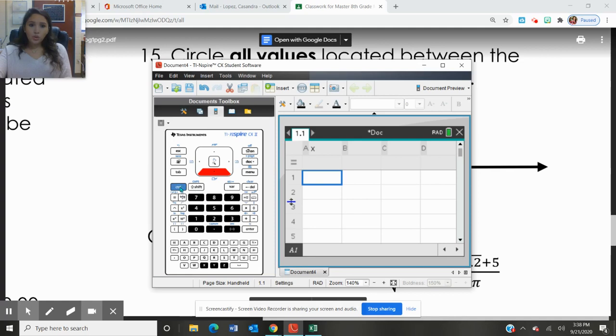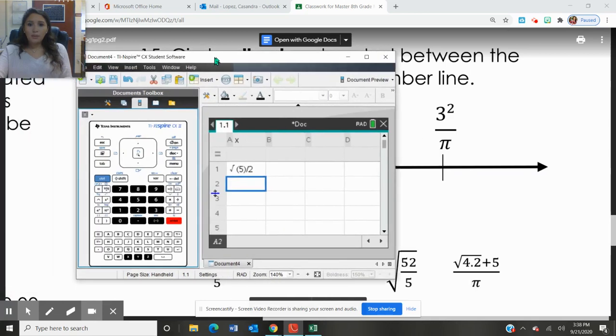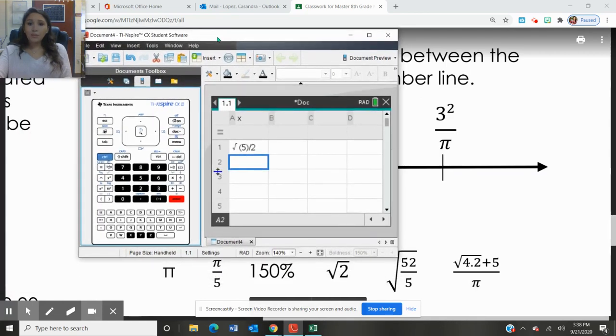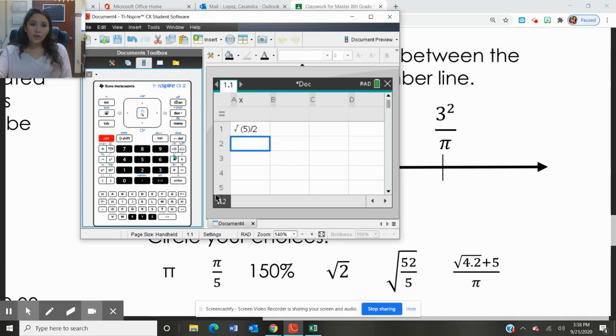So I'm going to do control divide. I'm going to put the square root of 5 on top. I'm going to divide that by 2. I'm going to press enter. Okay. My next number is 3 squared divided by pi. So control divide. 3 squared on top. I'm going to press the down arrow to get down, and I'm going to press pi. And pi is right here. I'm going to press enter.